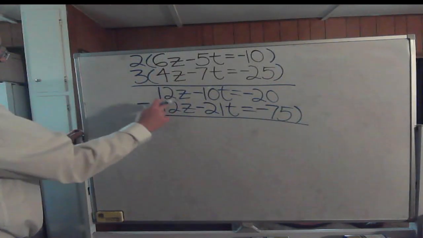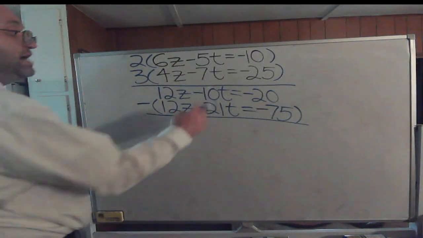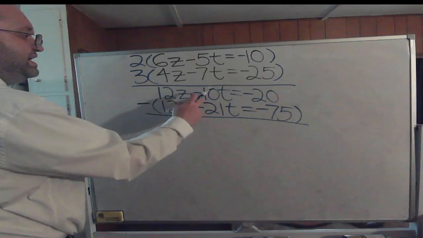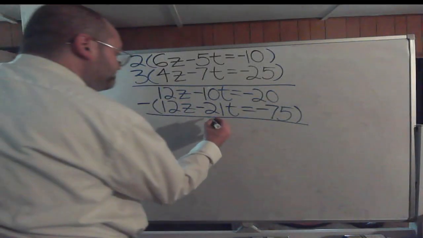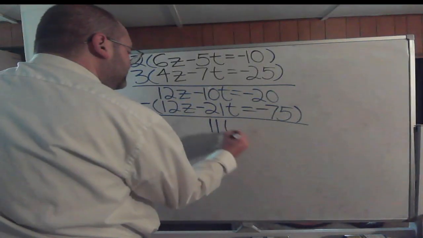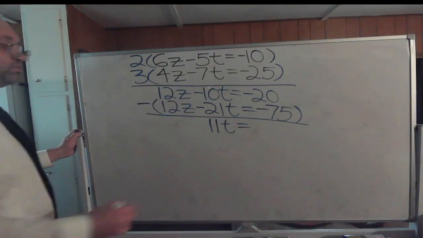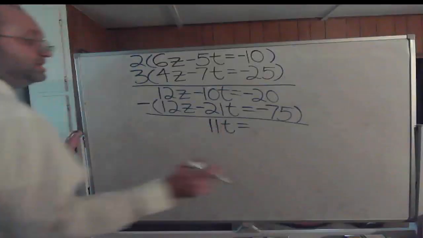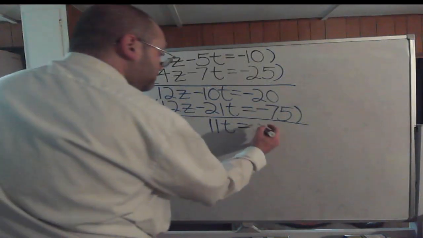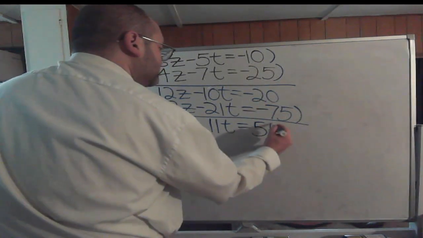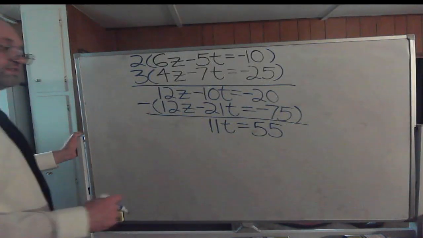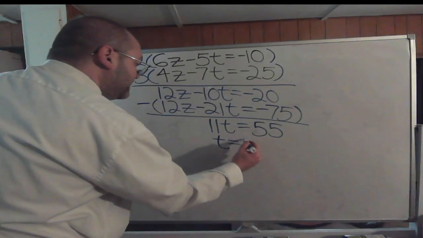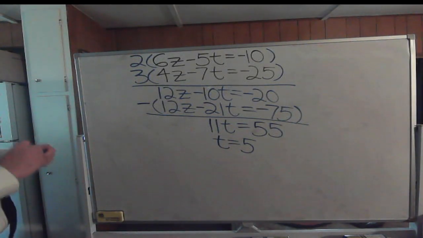You'll have 12z minus 12z, that's 0. Now you'll have negative 10t minus 21t. That means that's negative 10t plus 21t. Well, that'll simply give you 11t. So you'll have 11t is equal to negative 20 minus 75. That means you'll have negative 20 plus 75, which would give you 55. So you got 11t equals 55. That means the t value for your coordinate is going to be 5. So we've solved for t.